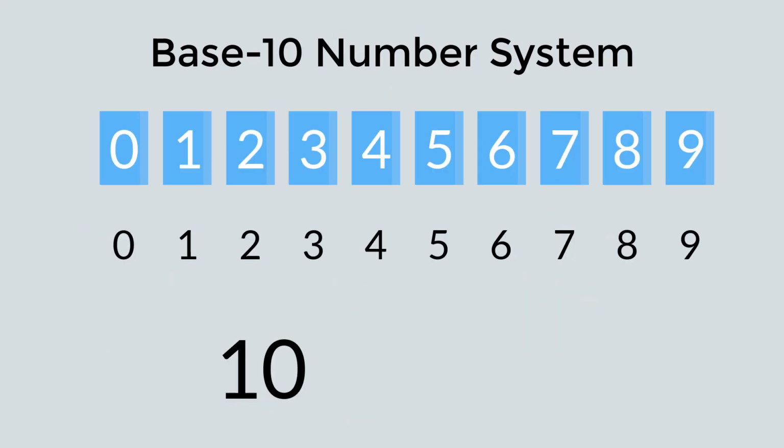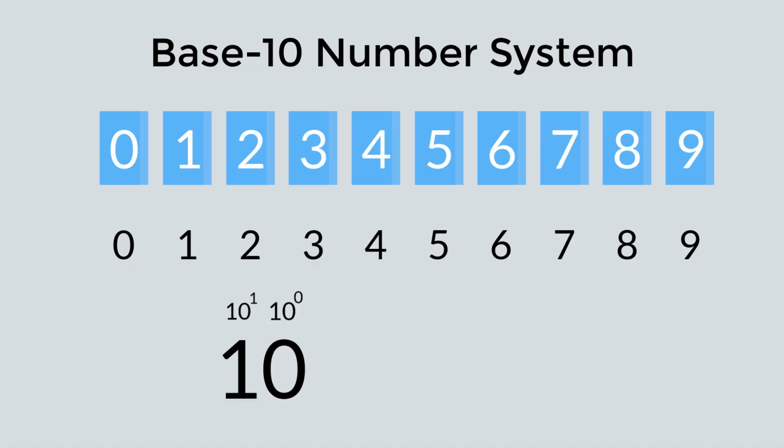This is the same idea we use in base 10. In base 10, the positions are powers of 10. The rightmost position is 10 to the power of 0, which counts ones. The next position is 10 to the power of 1, which counts tens. The next position is 10 to the power of 2, which counts hundreds.